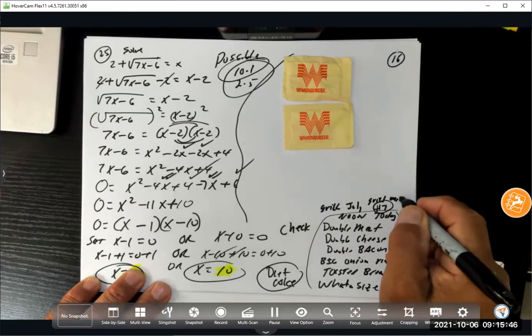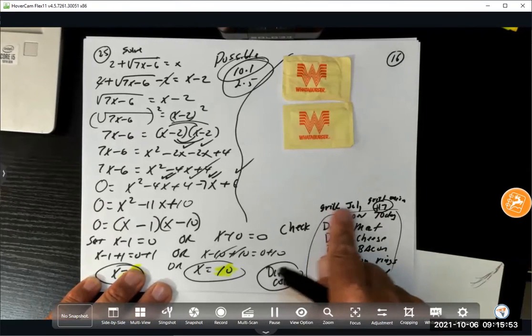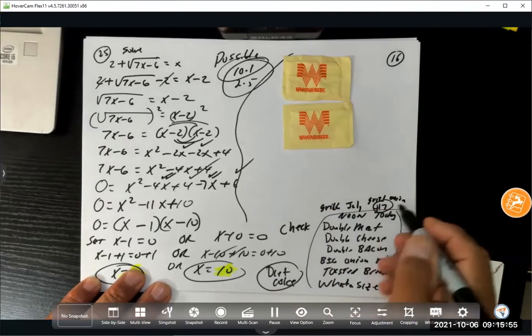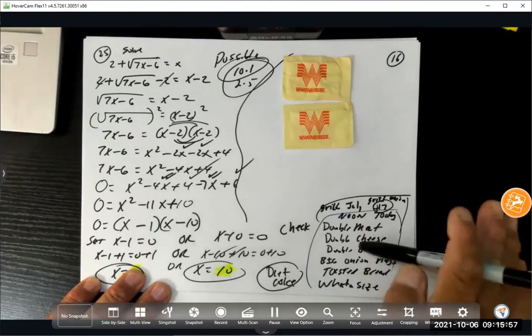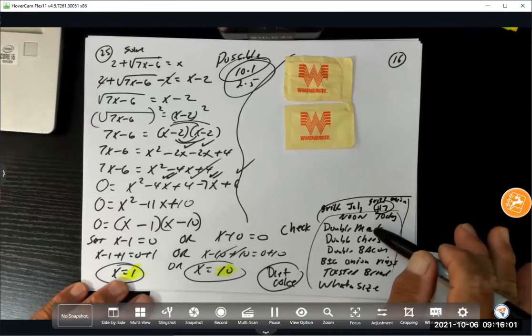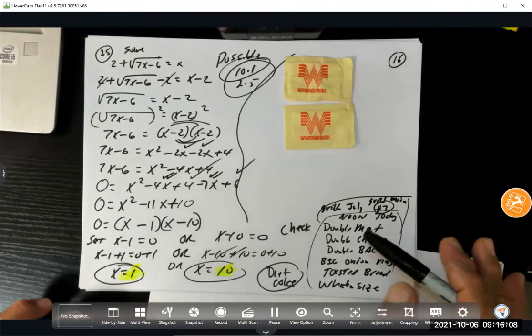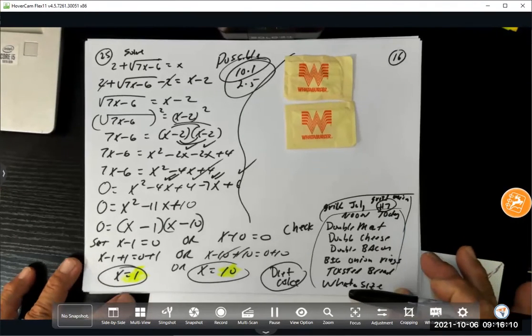All right, so this is what I want. I want double meat, double cheese, double bacon, big onion rings, toasted bread, water size, everything, grilled onions, grilled jalapenos. Now, when they get my order, it better be like this. Does that make sense? Everything I put in there, it better have 2 meats in it. If it only has 1 meat, I'm gonna complain. Double cheese, double bacon, it better have all that stuff too. See what I'm saying? So when I get it, I need to check this thing.